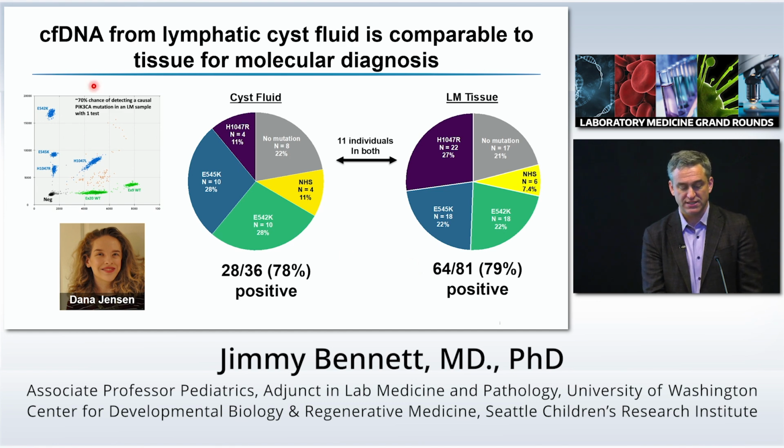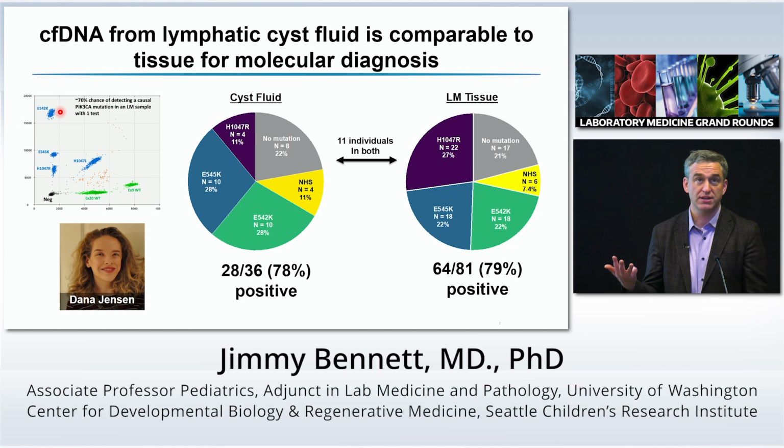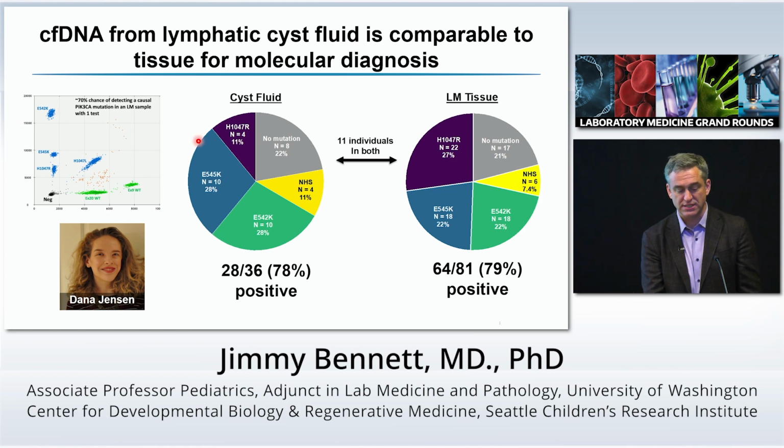I'm not going to go into a lot of detail about how the assay works, but it has a very low DNA input requirement, and based on the location of these clusters, it can detect the presence of 3 different alleles in PIK3CA, of the 3 different hotspots. And what she was able to do was take cell-free DNA from cyst fluid and show that the diagnostic rate and the distribution of mutations was about the same as from tissue.